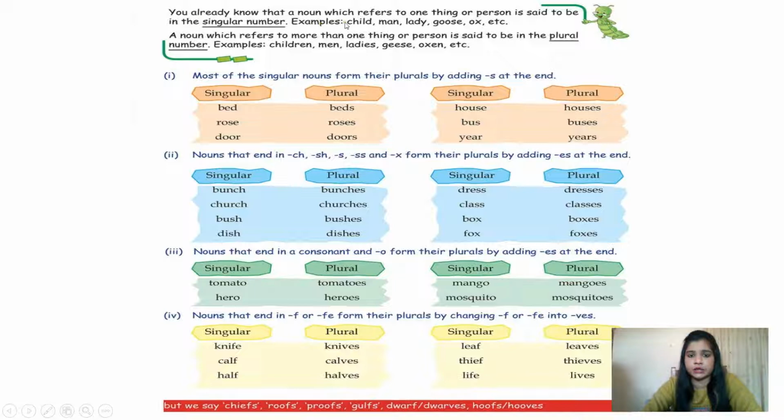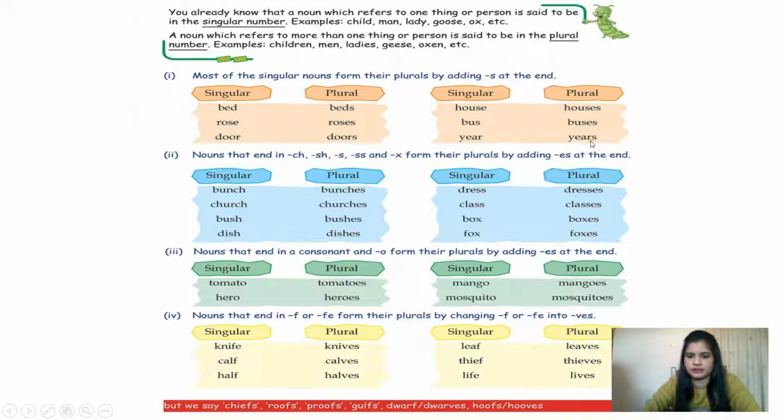You already know that a noun which refers to one thing or person is said to be in the singular number. Examples: child, man, lady, goose, ox, etc. A noun which refers to more than one thing or person is said to be in the plural number. Examples: children, men, ladies, geese, oxen, etc. Number 1. Most singular nouns form their plurals by adding s at the end. Singular, plural. Bed, beds. Rose, roses. Children, you can repeat after me. Okay. Door, doors. House, houses.